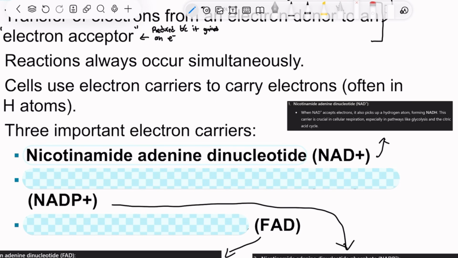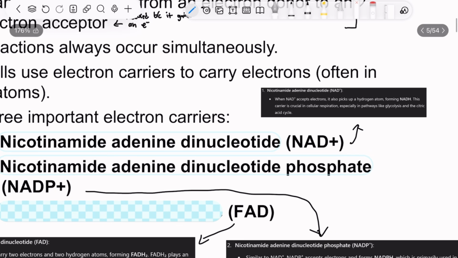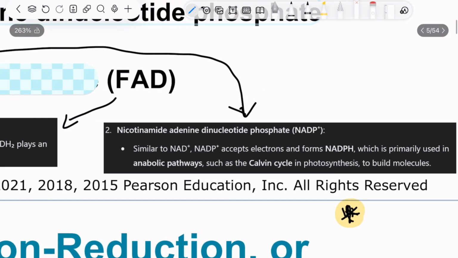We also then have nicotinamide adenine dinucleotide phosphate, or NADP+. Now, similar to NAD+, NADP+ accepts electrons and forms NADPH, which is primarily used in anabolic pathways such as the Calvin cycle in photosynthesis to build molecules.